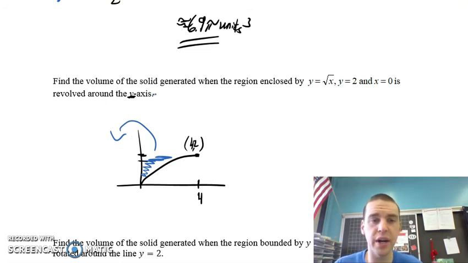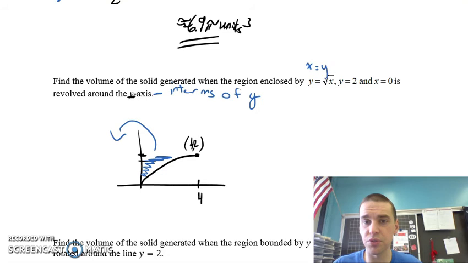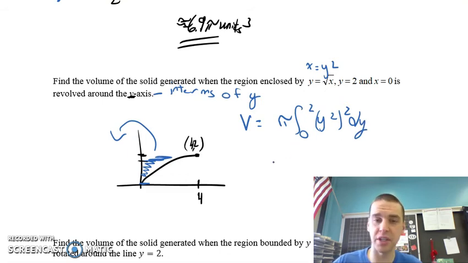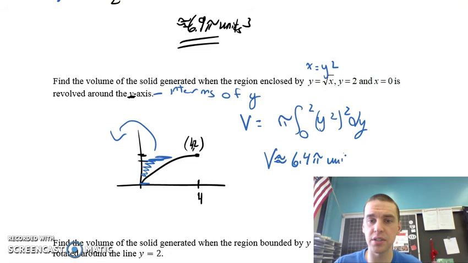Whenever it's revolved around the y-axis, we need to get it in terms of y. If we're revolving around the y-axis, it's in terms of y. And so therefore, we need to get x by itself, so x equals y squared. And our bounds are the y values. So in this case, we're going to go 0 to 2 of y squared, we still have the pi out in front, okay, dy. Again, using your calculator, just put it in terms of x. And when you do that, you're going to get approximately 6.4 pi units cubed.